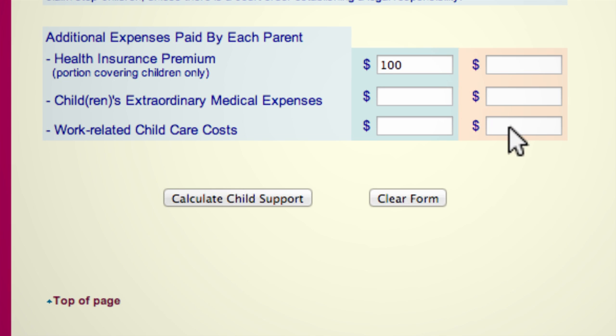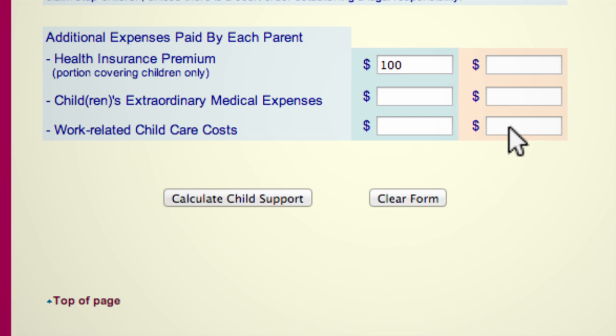The next item is work-related child care costs. If you are the parent paying this, you would list this here. If you are not paying for child care, you should list this for the other parent. Child care costs can significantly change the amount of support due. If you do not know the amount actually being paid, you should determine what reasonable costs are in the community where the child lives and include this. We will use $60 a week. Multiply this by 4.33 to get a monthly amount of $259.